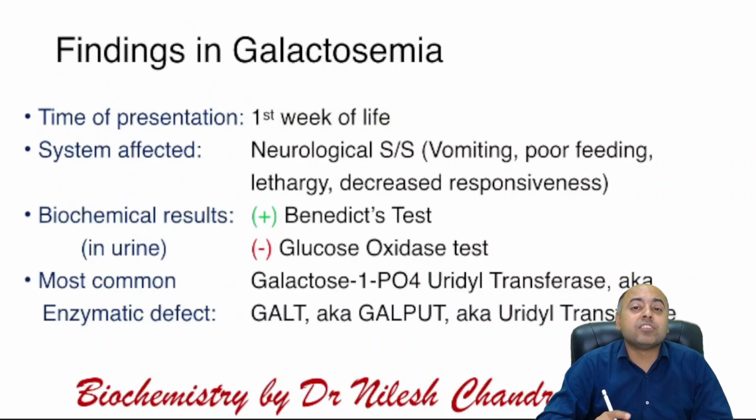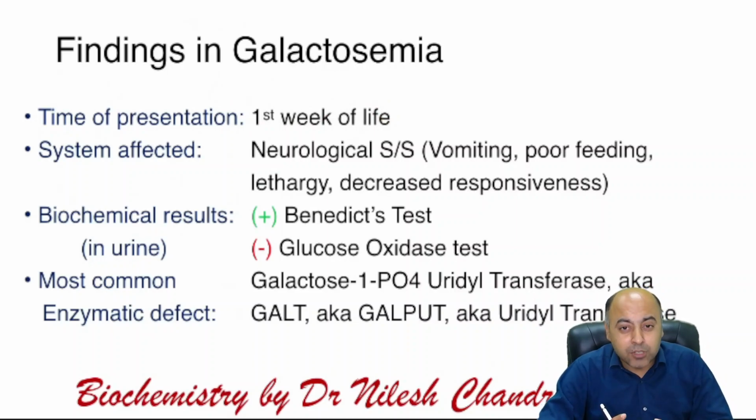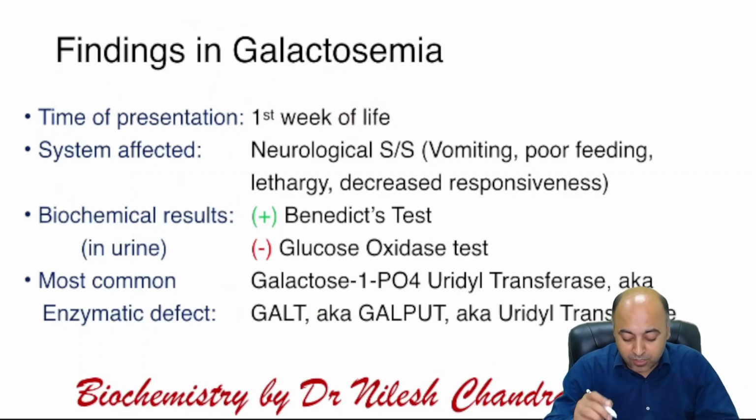Why is this first week of life important? You have to remember that some features can be there in hereditary fructose intolerance. But in that case, the presentation will be when you start the weaning, 7 months, 8 months, 9 months, because fructose is not present in the breast milk. So this time of presentation is very important.